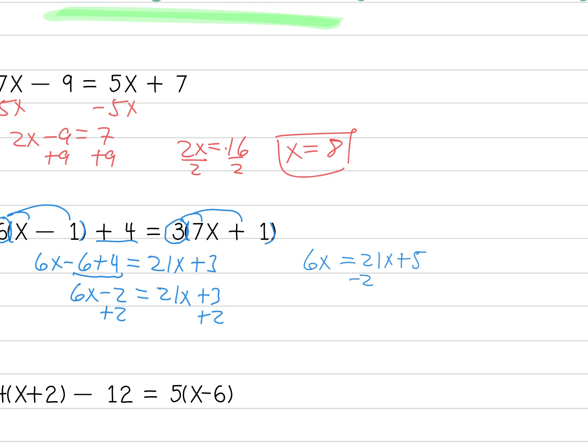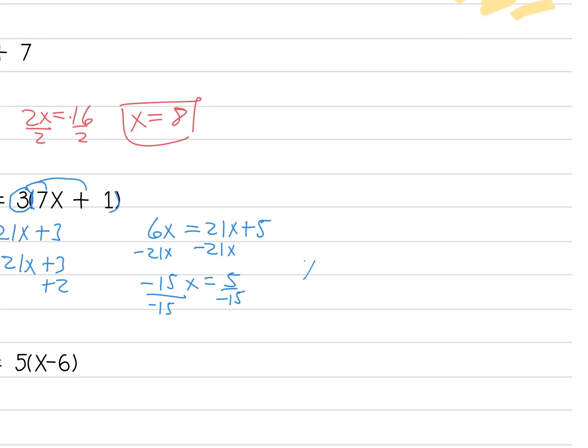All right, and then I can subtract 21x on both sides. And then 6 minus 21 should get you a negative 15x equals 5. And then divide by negative 15. All right, and so I get x equals negative 5 over 15, but that can be simplified, right? 5 and 15 share a factor of 5, so that's going to become a 1 over 3. So then your answer is going to get you negative 1 over 3.